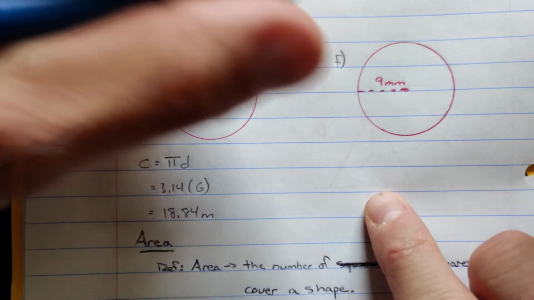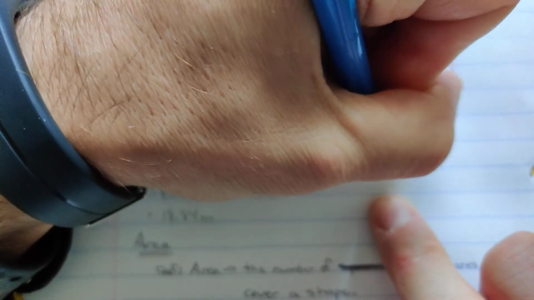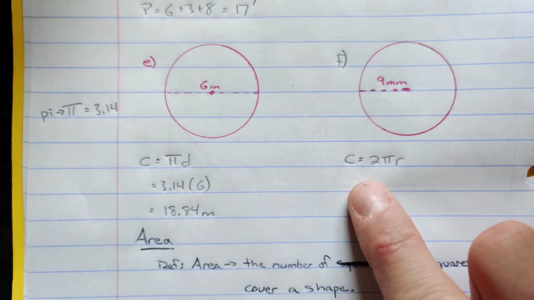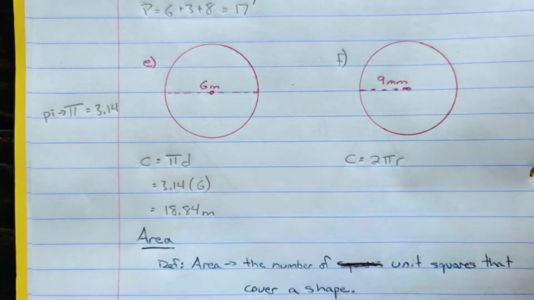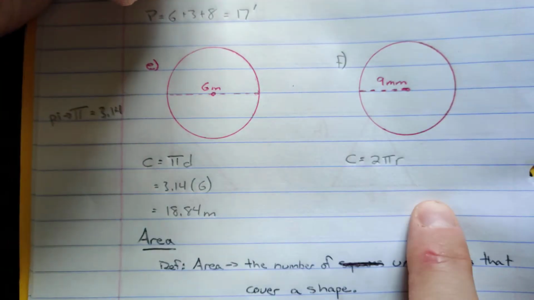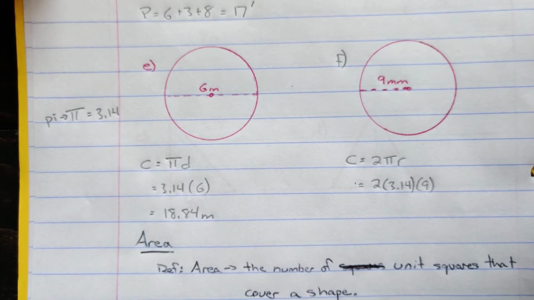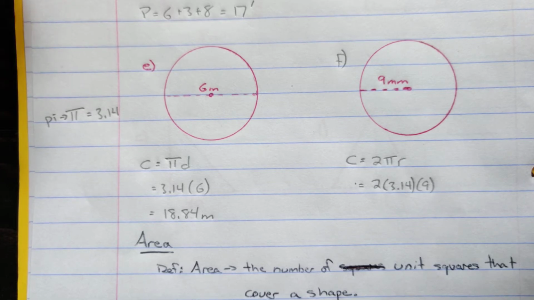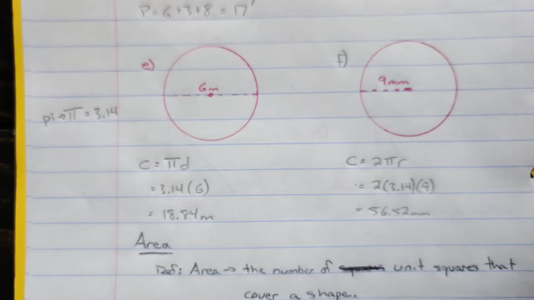So what we need to do here is 2 pi r. The order doesn't technically matter. It just looks better when we write 2 pi r, and that's how we say it. 2 radiuses make 1 diameter, so these formulas are equivalent. Anyways, we have 2 times 3.14 times the radius of 9, in this case millimeters. So we have 6.28 times 9 equals 56.52 millimeters around that circle.